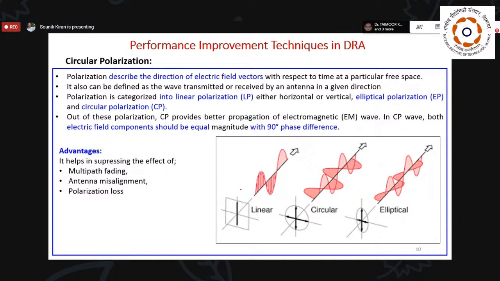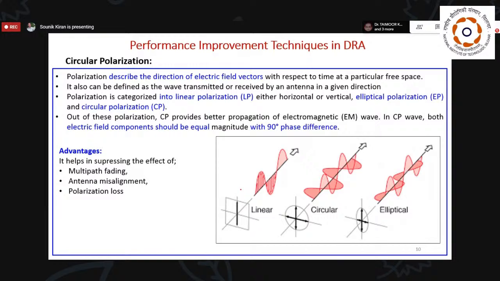But in the case of circular polarization, those problems can be avoided. If the antenna is circularly polarized, it can very easily avoid multipath fading. Then there is the chance of antenna misalignment. When we are transmitting a signal between a transmitter and receiver, sometimes if the receiver antenna is disoriented or misaligned, the signal gets lost. But with circular polarization, even if the antenna alignment changes by a few degrees, it can still receive.